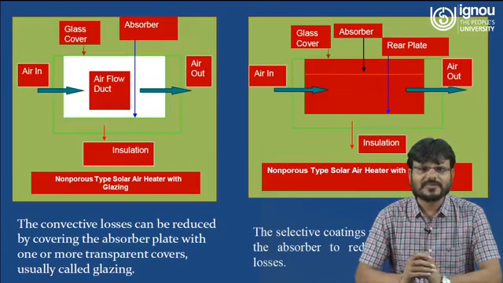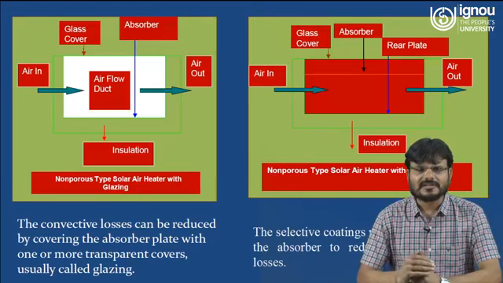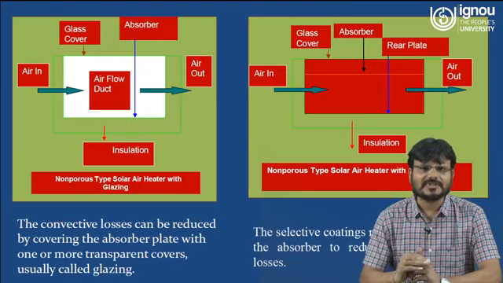Now another type you can see here: non-porous type solar air heater with glazing. What is the change in this particular non-porous type solar air heater with glazing? Here you can see the absorber is at the bottom of the channel, and at the top there is a glass cover. Glass cover is nothing but, you can say, glazing.